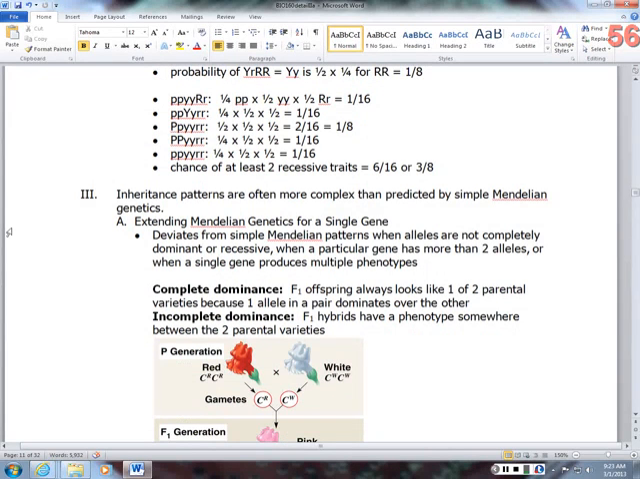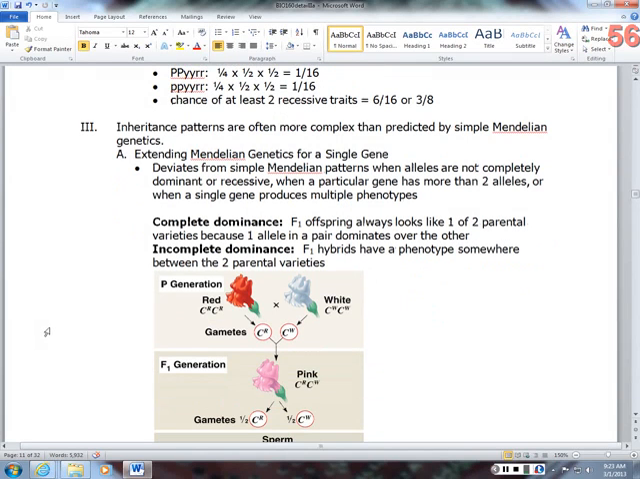So inheritance patterns are often more complex than predicted by simple Mendelian genetics. If you extend it, it's going to deviate from these simple patterns when the alleles are not completely dominant or not completely recessive. If this was what they looked at first, they would have thought that there really was a blending hypothesis. And this is probably the reason that the blending hypothesis was even created in the beginning. So you can have incomplete dominance.